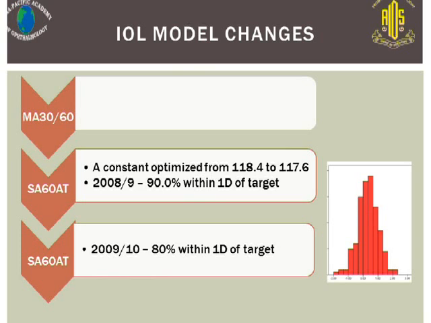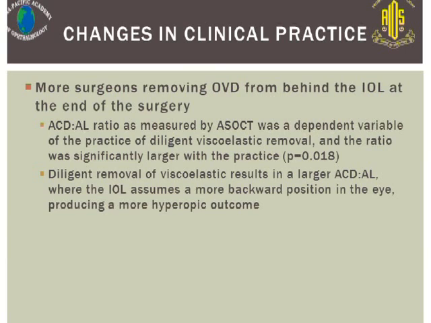After we did that, the next year in 2008, we got better results, 90% within 1 diopter of target. But before we were happy, the year afterwards, the results dropped again to 80% within 1 diopter of target. And worse still, this time we had half a diopter of hyperopic shift. So what actually happened? To cut the story short, there was a change in clinical practice, with more surgeons removing viscoelastic from behind the intraocular lens at the end of the surgery compared to around 2 to 3 years ago.